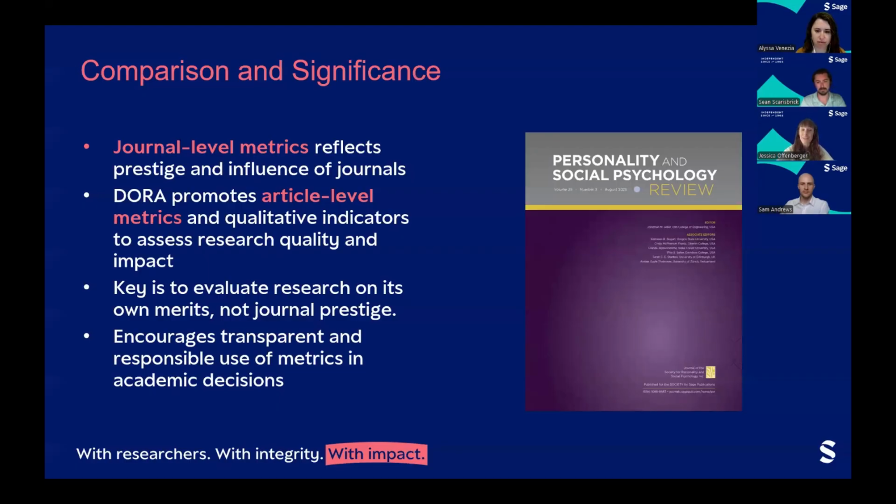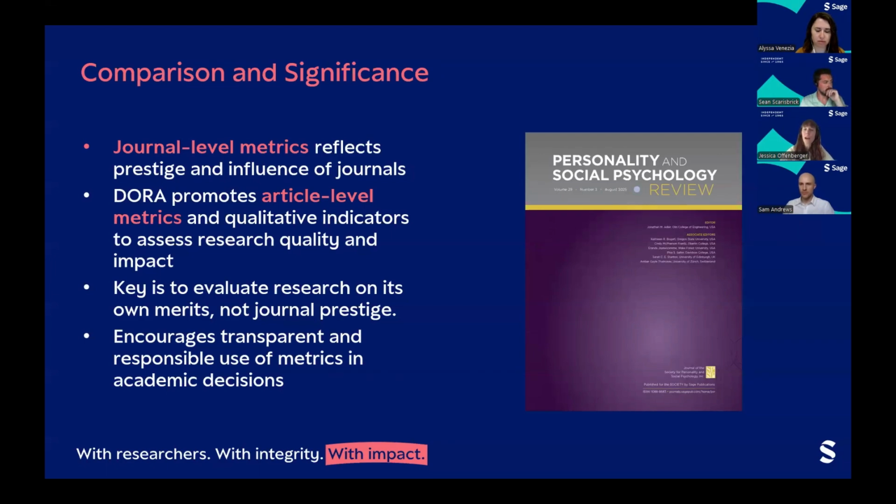So now that we've covered a lot of the main indexes, let's compare the significance of journal level and article level metrics to better understand their unique roles in assessing research impact, the whole reason we're here today. Journal level metrics such as the impact factor, SCImago Journal Rank, or SJR, and CiteScore help assess the prestige and influence of the publication outlet itself. These metrics are valuable when deciding where to publish your research.